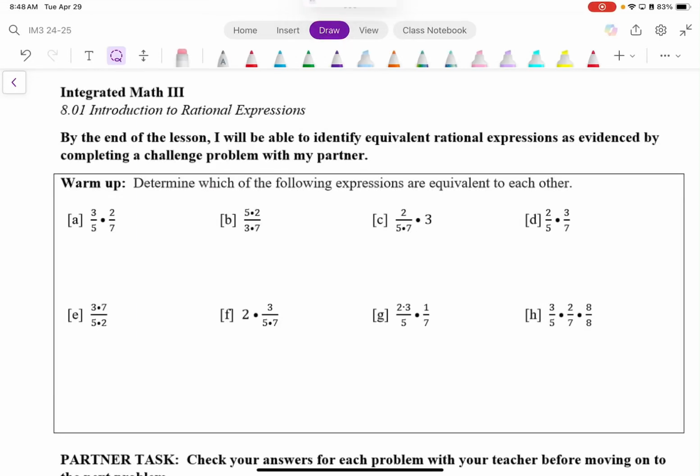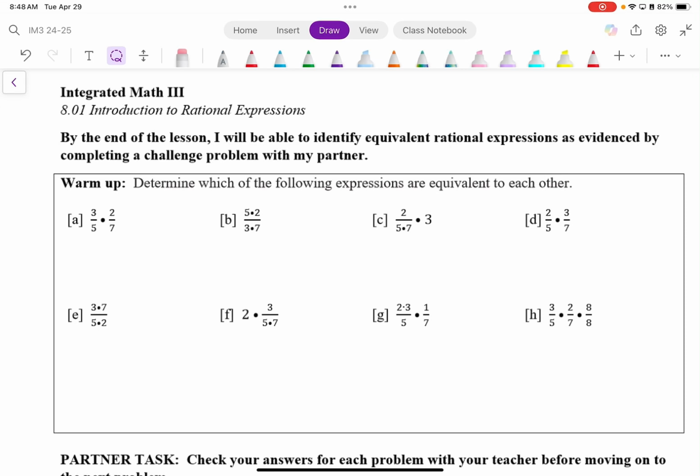So we're going to introduce to you guys rational expressions, and the way we're going to do that is we're going to have you look at fractions and equivalent fractions. So what I want you guys to do in the next 5 minutes is, either by yourself or with your team, multiply these fractions out.